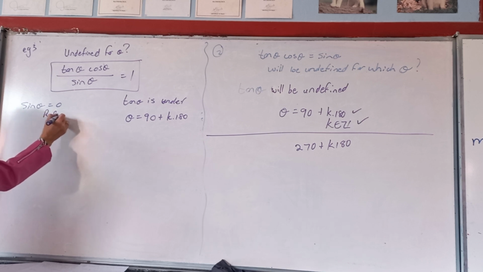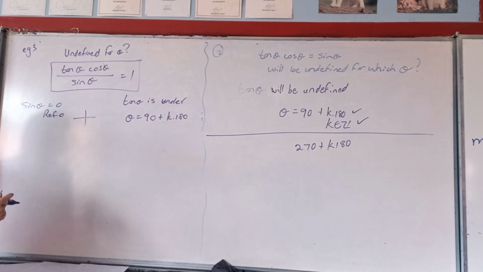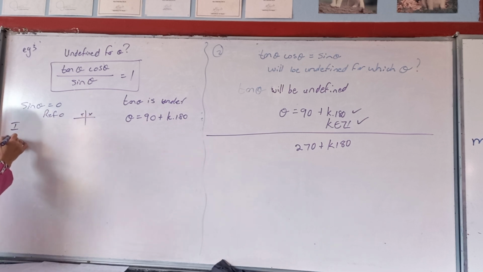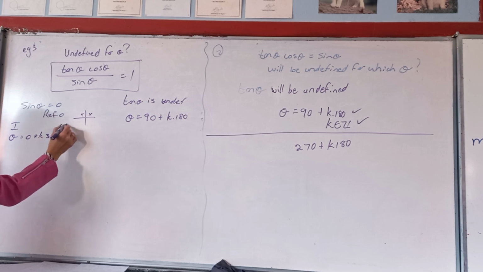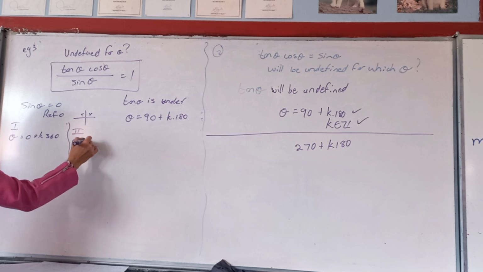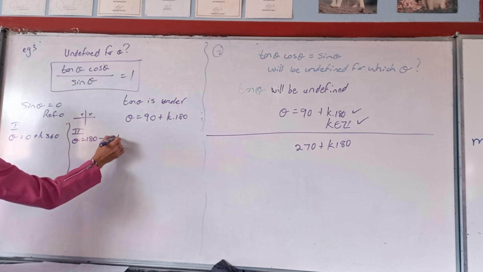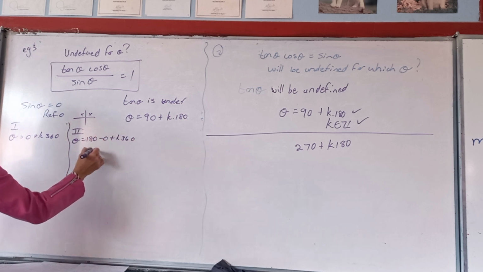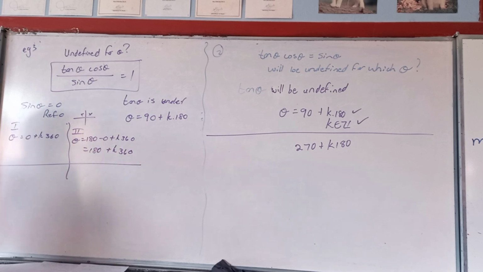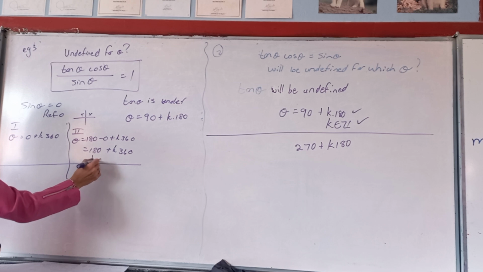Okay? And then this one is the type 1, reference angle 0. You're going to know this by heart. First and second quadrant, so it's going to be theta equal to 0 plus k90. Or, second quadrant, 180 minus 0 plus k360, which is just 180 plus k360.